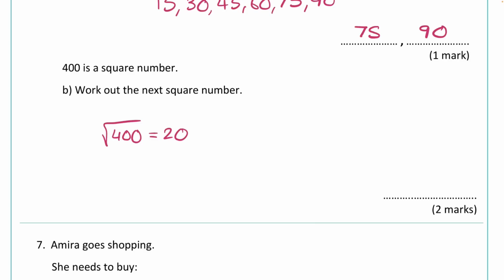So the next square number will be 21 squared. We can type that in on the calculator. 21 squared is 441. So there's our answer, 441. And again, showing that working out clearly that we've square rooted 400, or at least writing down 20 there.